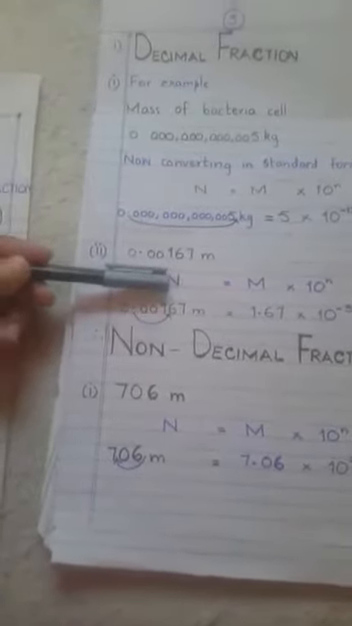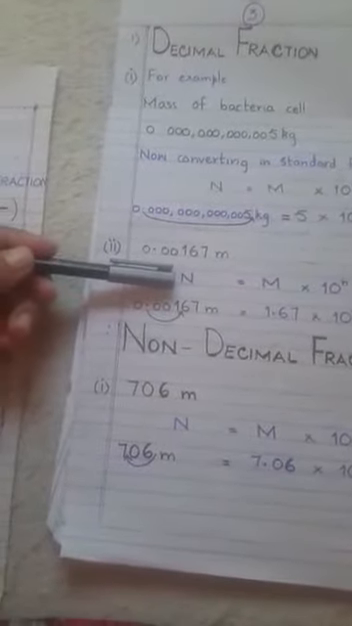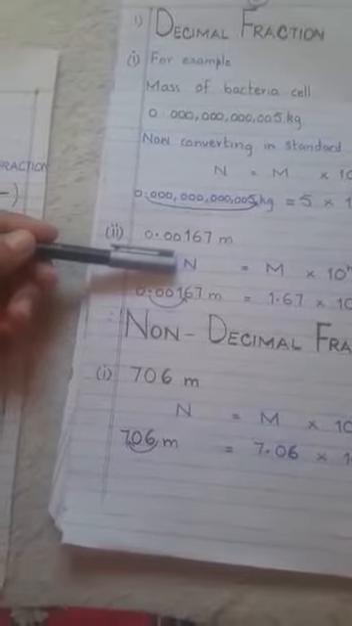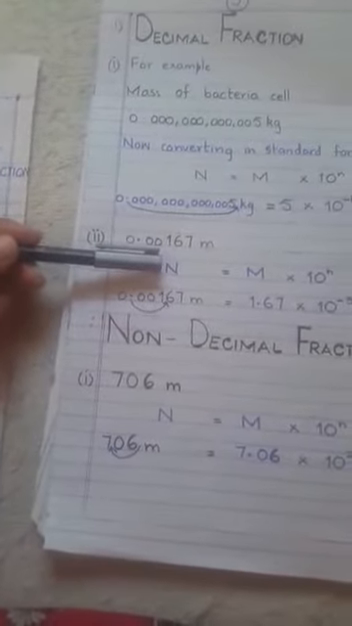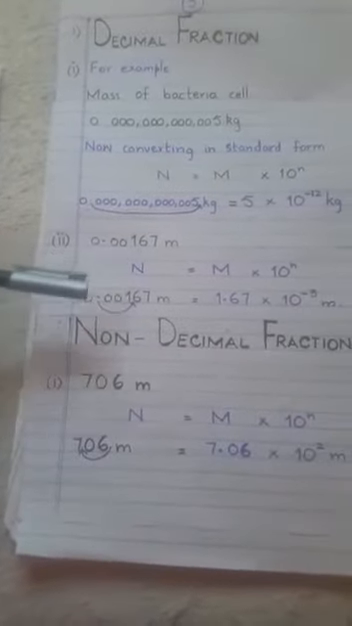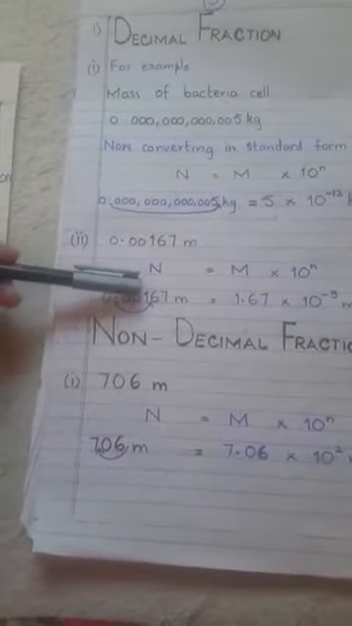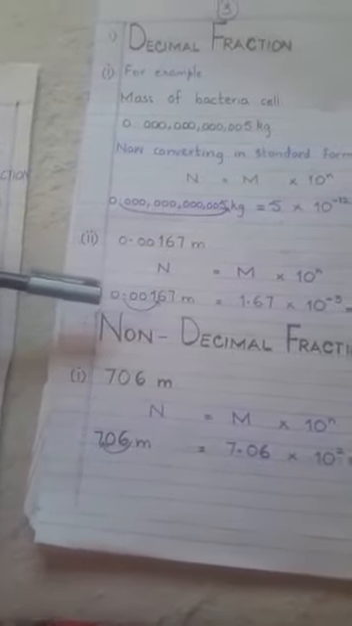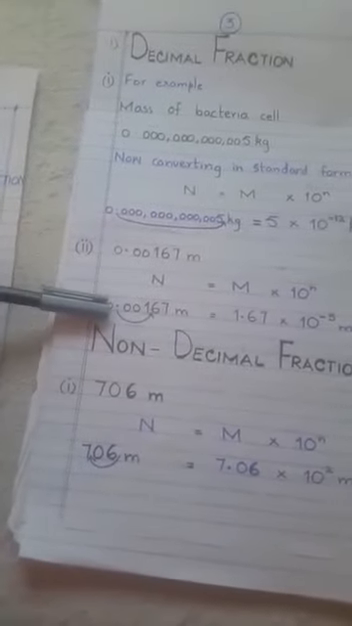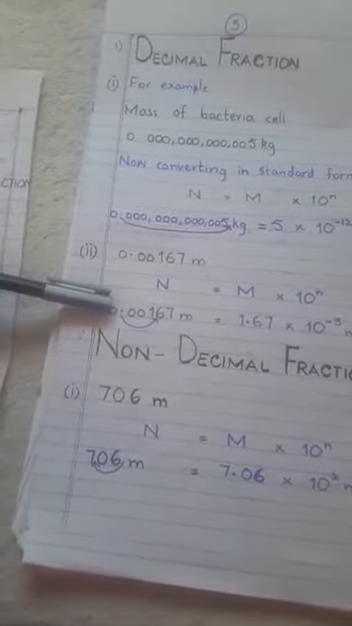So n is the number which is given in a simple notation, or that value which we will convert in the standard form. So suppose n is the number or the length of an object, that is equal to 0.00167 meter.